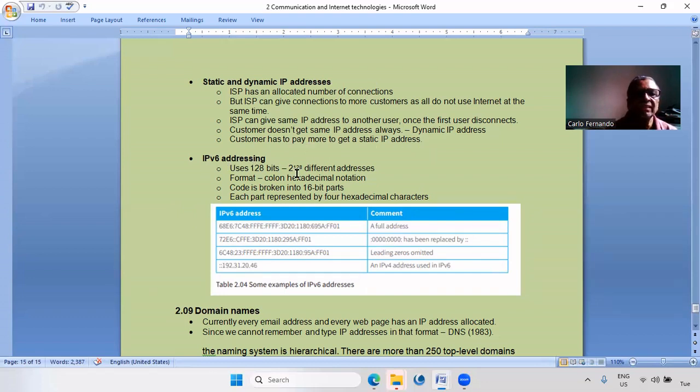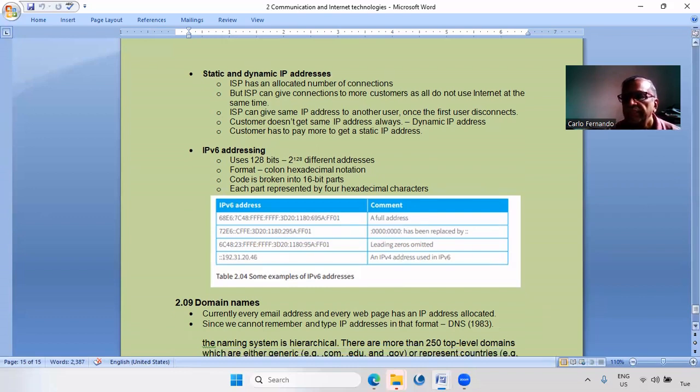Then IPv6 addressing. We talked about the number of users and why IPv4 is not enough. Now IPv6 uses 128 bits. That gives you 2 to the power 128 different addresses, a huge amount. What is the format? Colon hexadecimal notation. Earlier, it was dotted decimal notation. Remember the words, colon hexadecimal notation. The colon is the separator here, and the values given are hexadecimal.